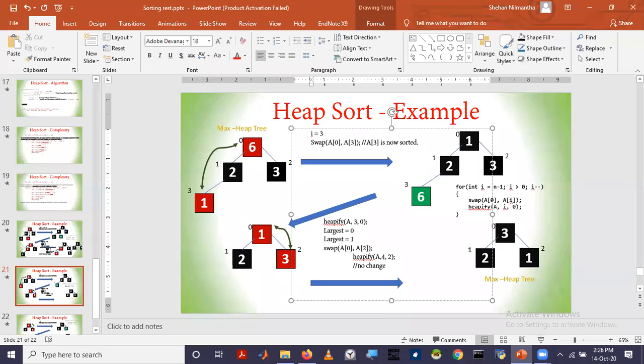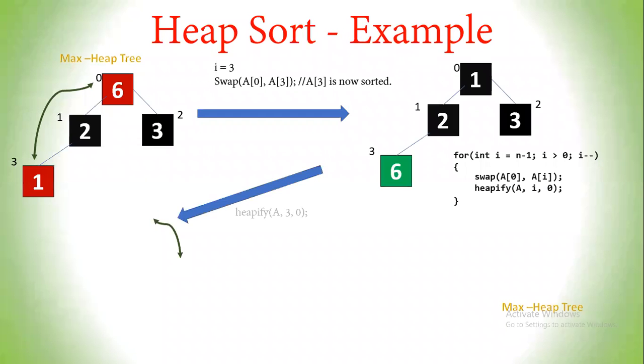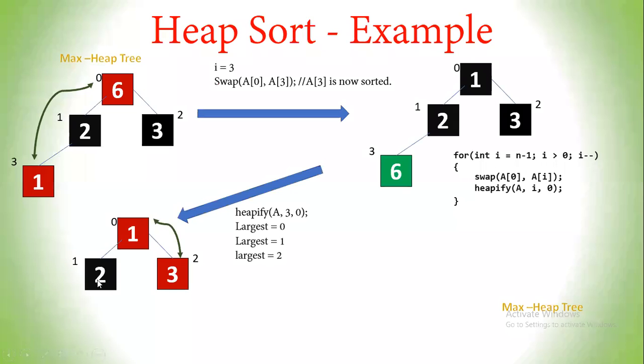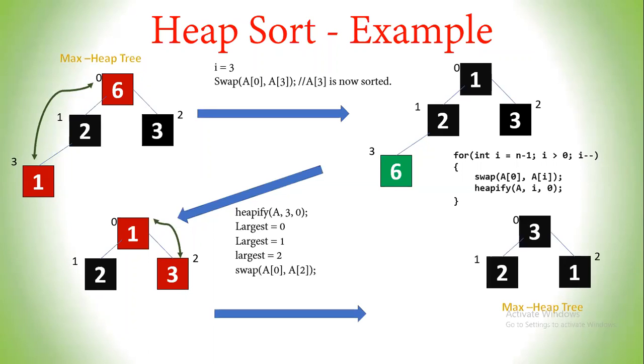I changed the value, so now the algorithm should also change. Then this 2 will be compared against 3. Then largest will be 2. So largest is first made 1 because 2 is greater than 1. Then largest is made 2 because 3 is greater than 1. Then we swap. So largest is 2. We swap A0 with A2 to get this tree.